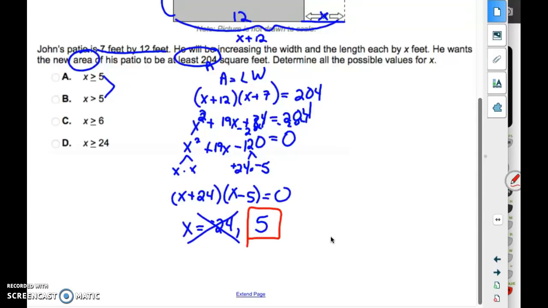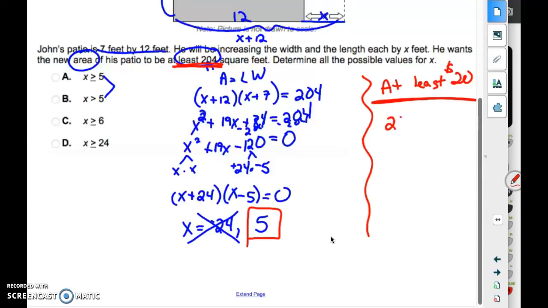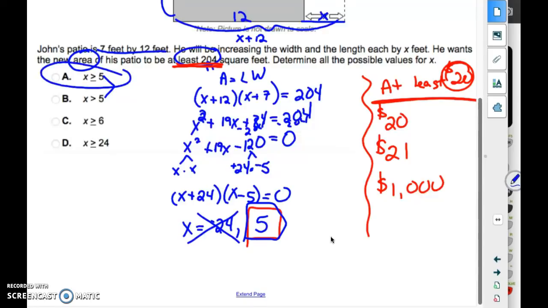But it's saying we have to be at least 204. If you are given directions from your favorite math teacher, and I said, okay, here's some money, and you have to go to movies and you have to spend at least $20. So if you think about it, you could spend $20. You could spend $21. You could spend $1,000. So we need numbers that are $20 or bigger. Back into context in our problem, we need numbers that are 5 or bigger. So our answer choice is A.